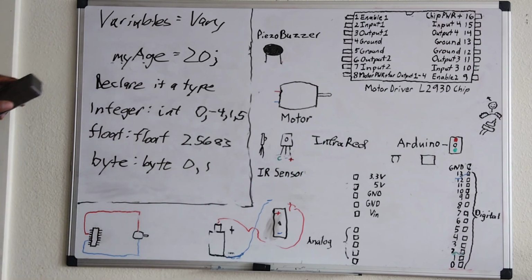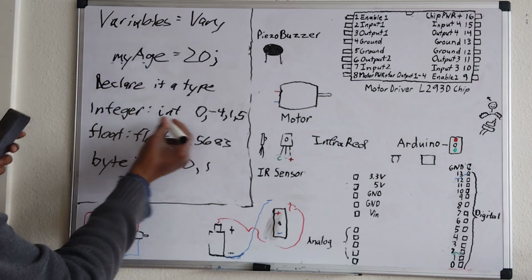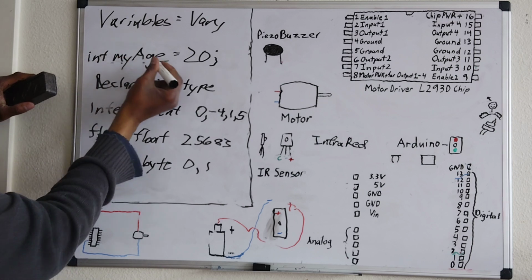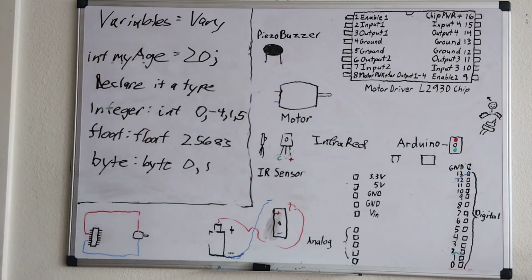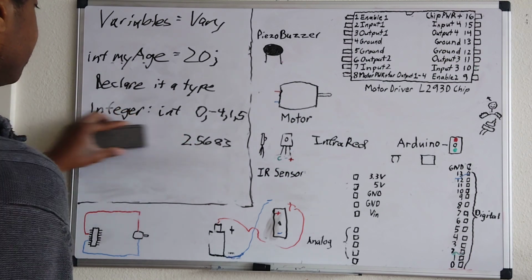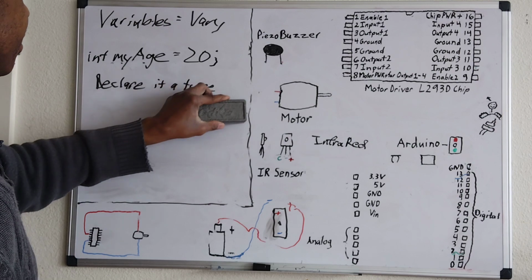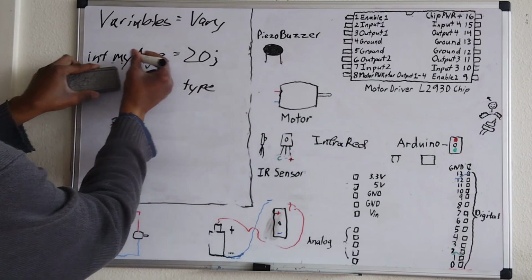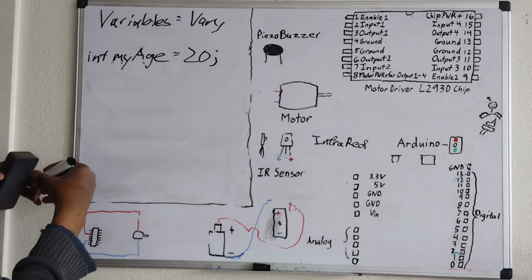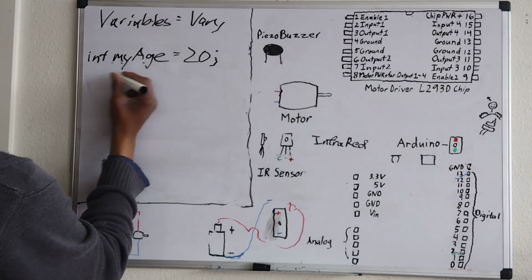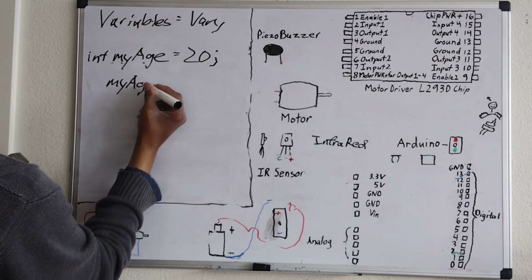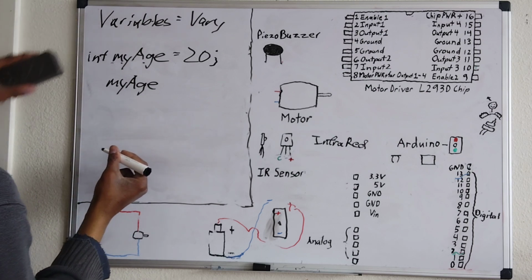So you need to declare it first. Since we're dealing with 20, it's a normal number, so let's call it integer. int myAge is assigned the value of 20, semicolon. So that's how you can declare an integer. I mean a variable. My age is a variable. What else? You can also, after that, just use myAge. You don't have to declare it again. You only have to declare it the first time.